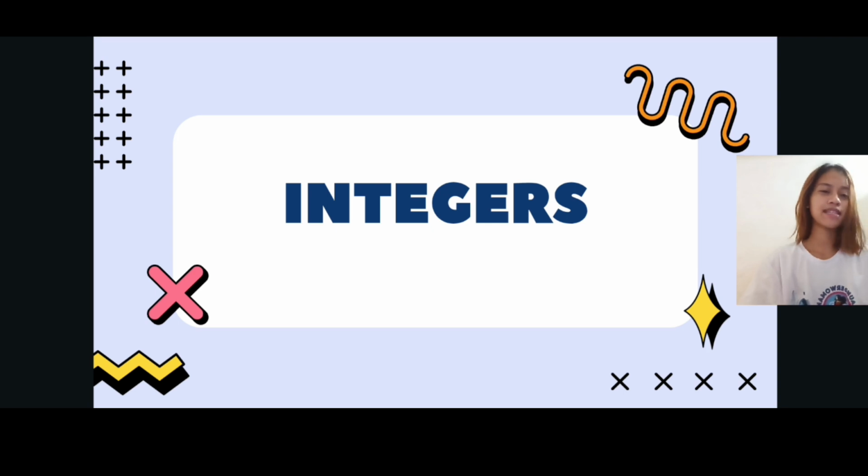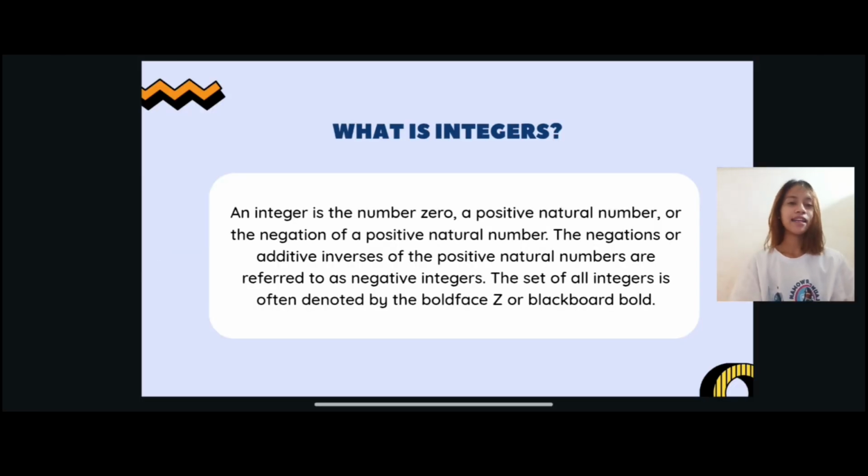So in this video, I will be discussing to you the integers. What is an integer? An integer is the number 0, a positive natural number, or the negation of a positive natural number. The negations or additive inverses of the positive natural numbers are referred to as negative integers. The set of all integers is often denoted by the blackboard bold Z.